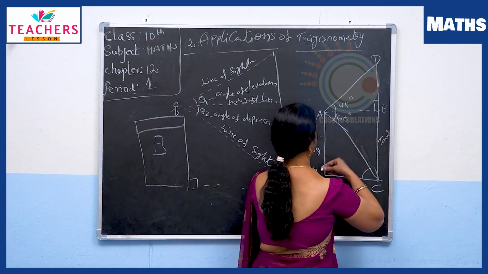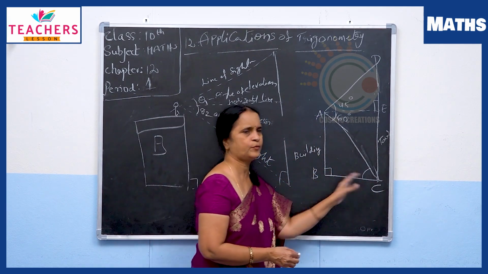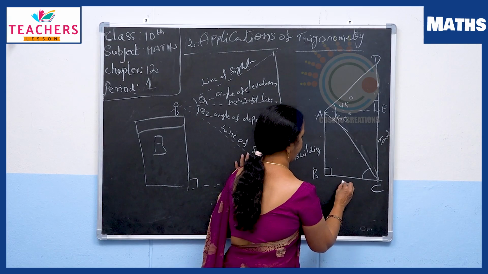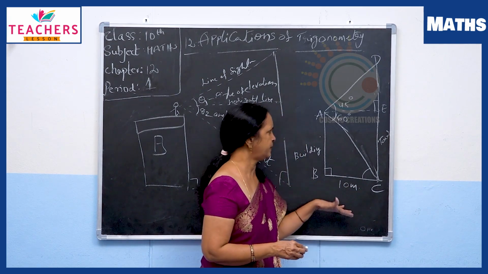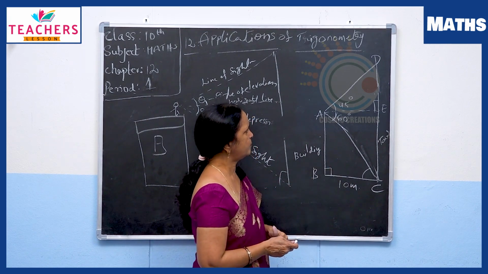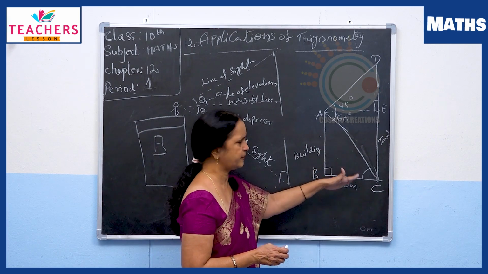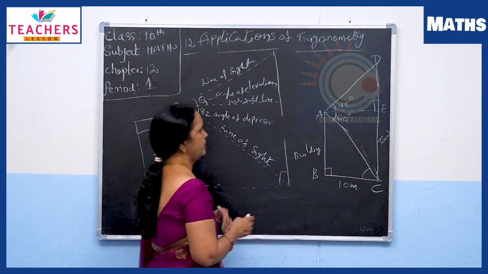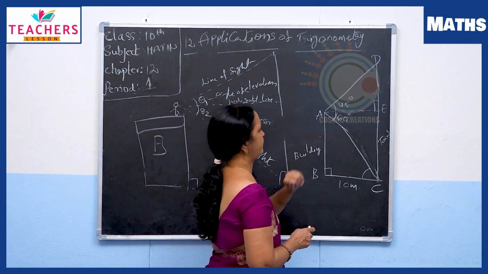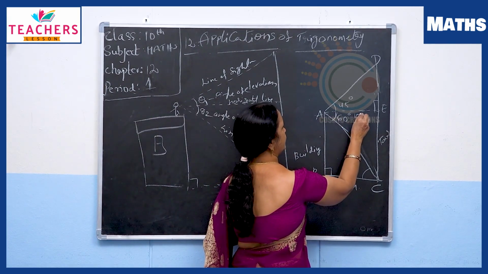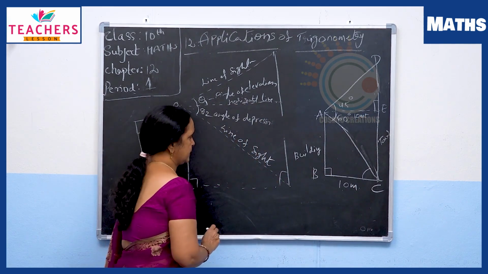Next, the distance is very easy to measure, from here to here. Let it be 10 meters. I am writing simply, let it be 10 meters. You need to find the height of the tower. Now how to find the height of the tower? First, tan 45. This is 10, so this is going to be 10 meters.